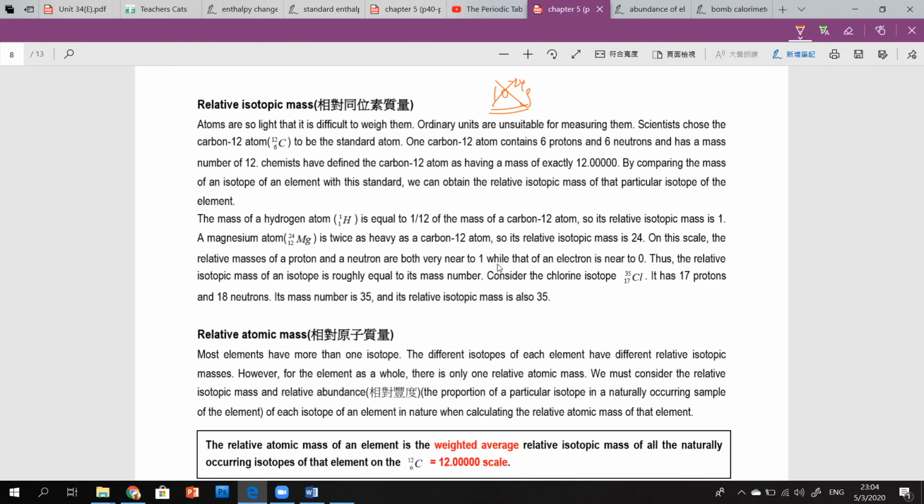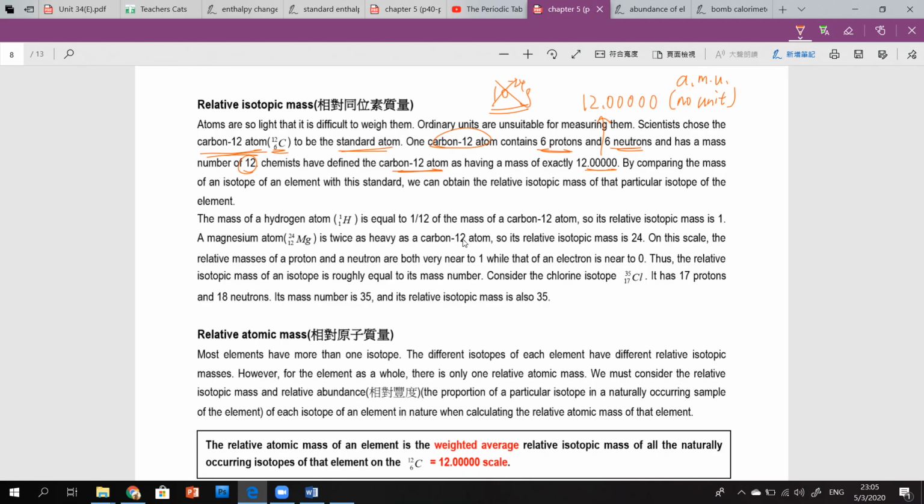But of course, we need to take a reference point. What is the reference point? The scientists choose the carbon-12 atom as a reference point. It is a standard atom. One carbon-12 atom consists of 6 protons, 6 neutrons, and a mass of 12. So we define the carbon-12 atom as having a mass of exactly 12.00000. Now remember the unit, we call it a.m.u., atomic mass unit.